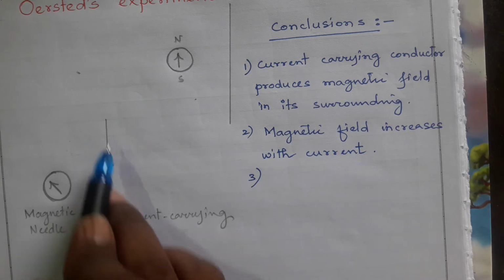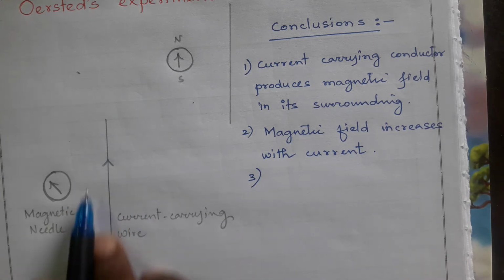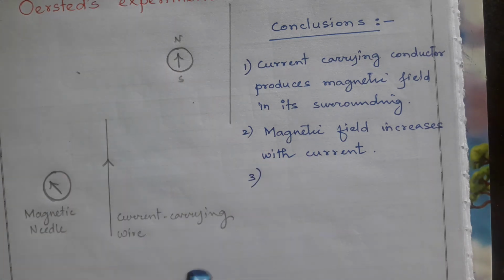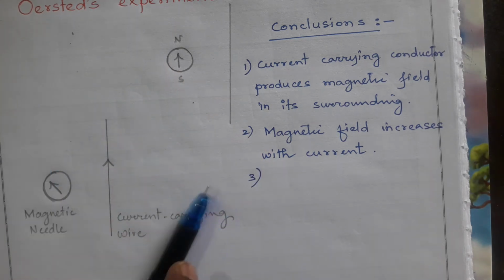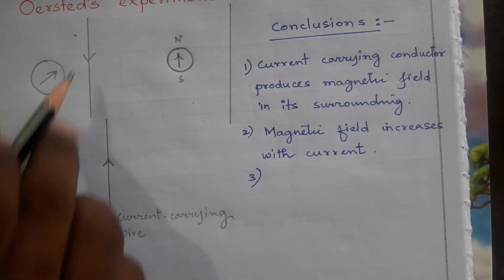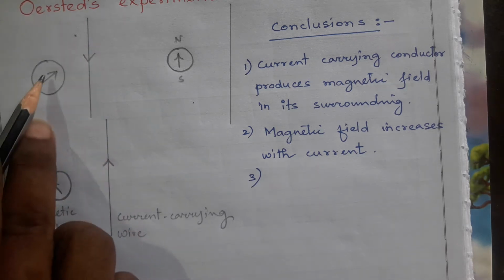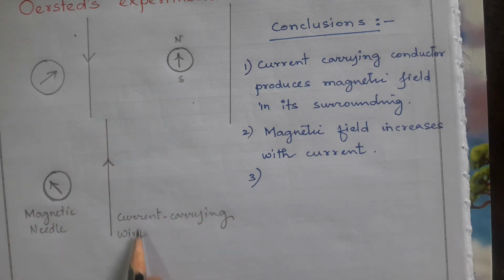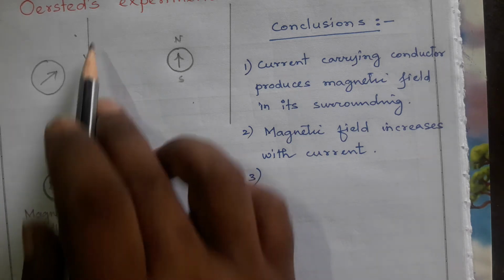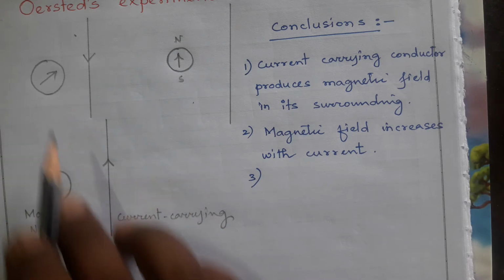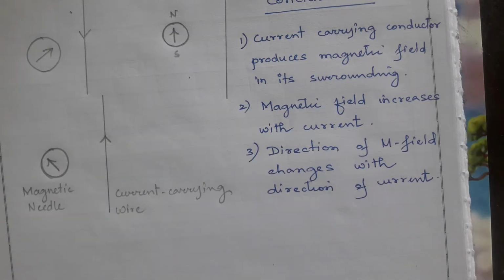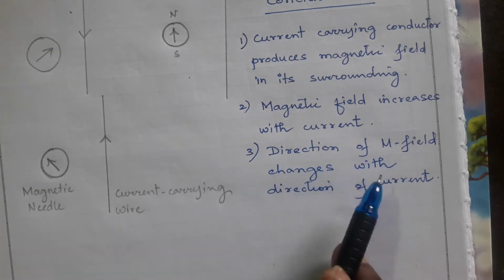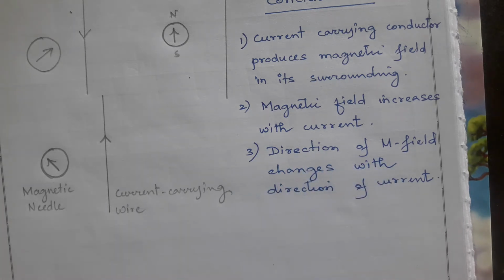Next, you change the direction of current. Instead of sending current along this, you send the current in the reverse direction. You will find the deflection also in the opposite direction. When current is flowing along this, deflection is towards this. When current is along this, deflection is towards this. So when the direction of current has changed, the deflection also has changed. So we can write: the direction of magnetic field changes with the direction of current.